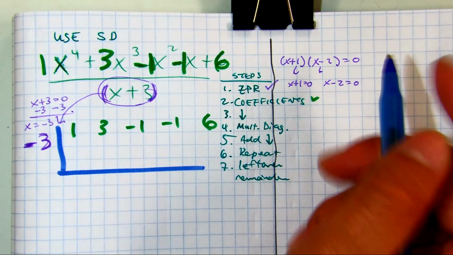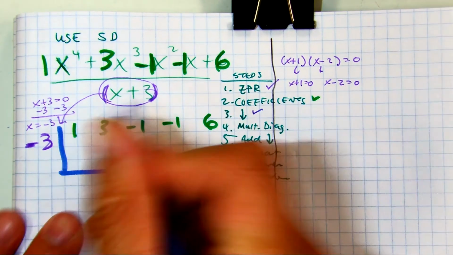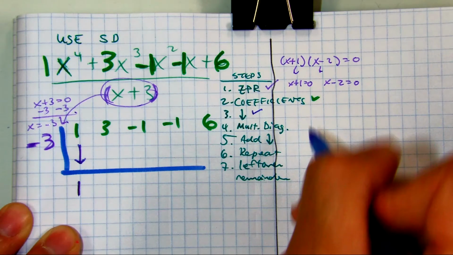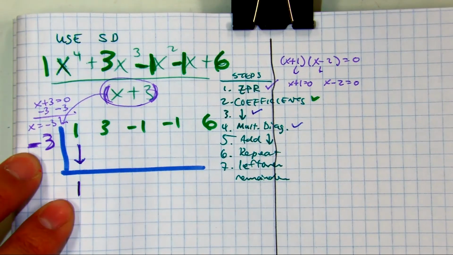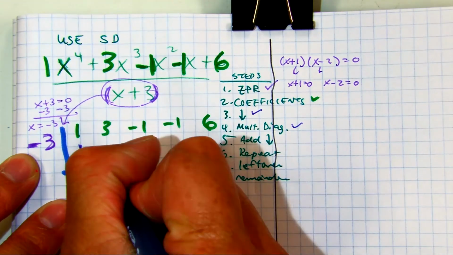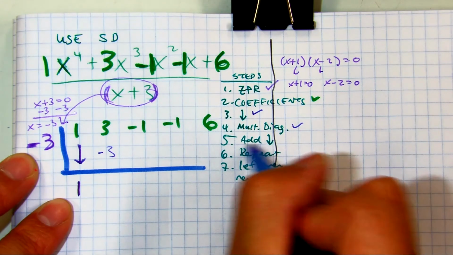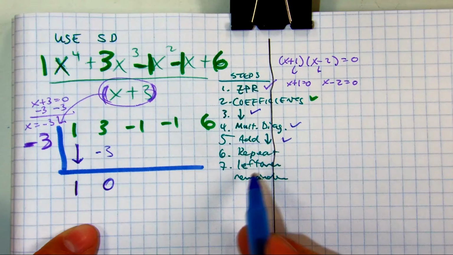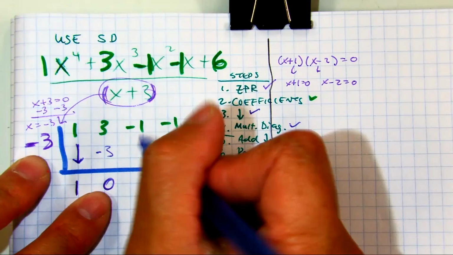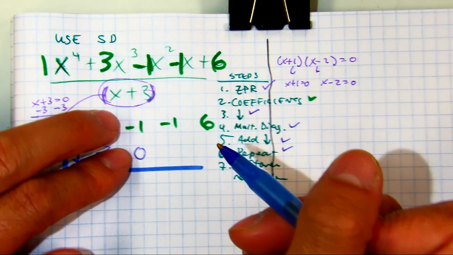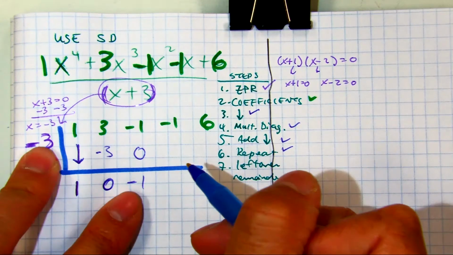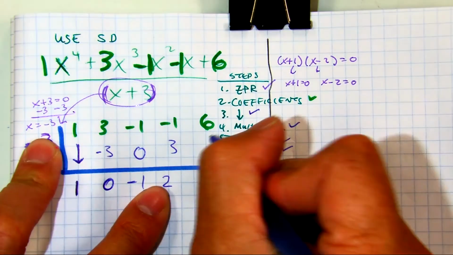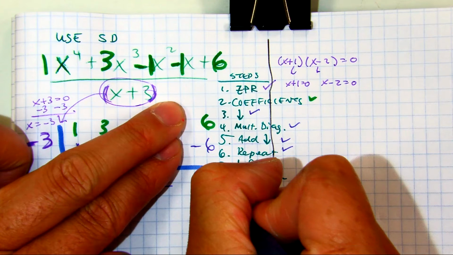What's next? So we're going to bring down the first term and then just write a 1 here. And then we're going to multiply diagonally. Class, what's negative 3 times 1? And what do you need to do next? So 3 plus negative 3? 0. And then now we're just going to repeat. Negative 3 times 0? 0. Add. Multiply. Add. Multiply. Add. Okay.